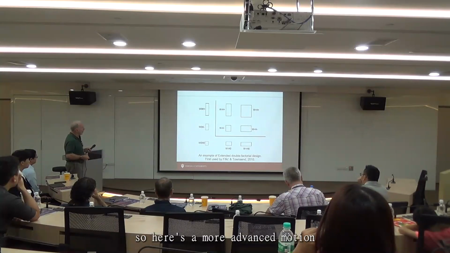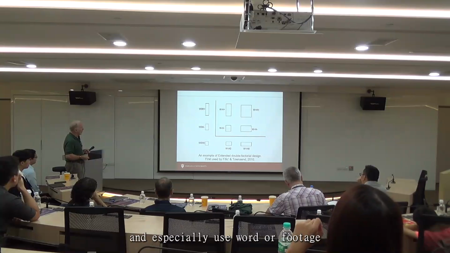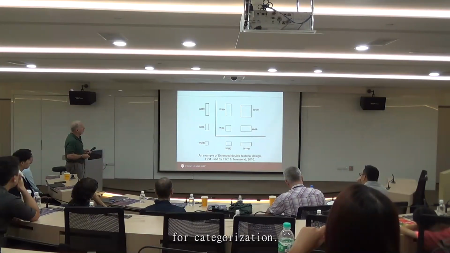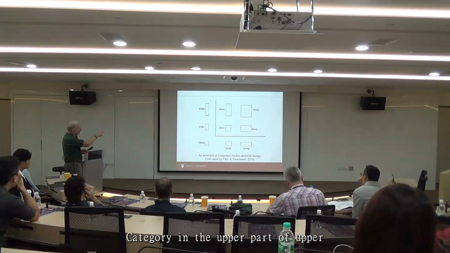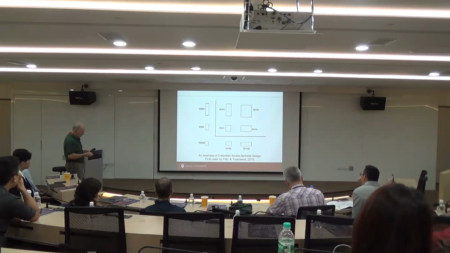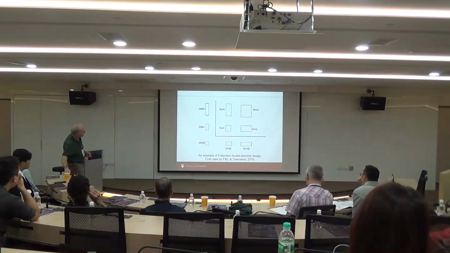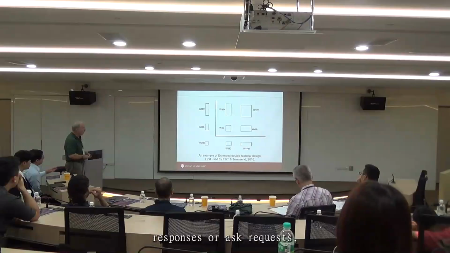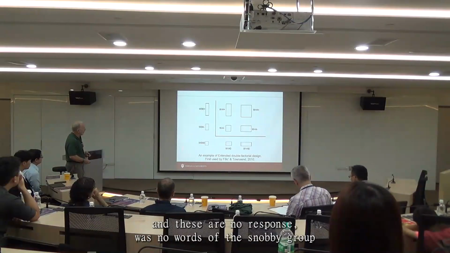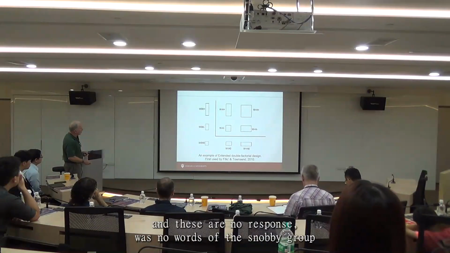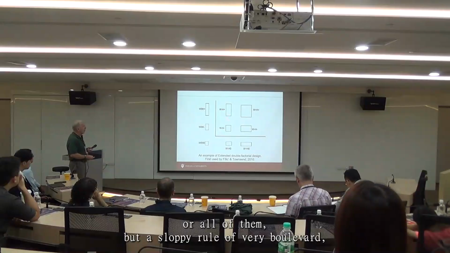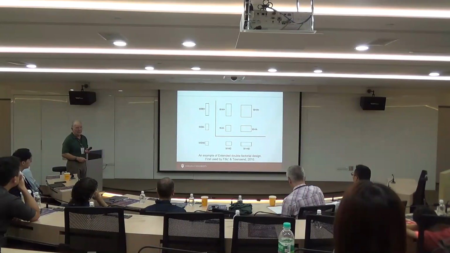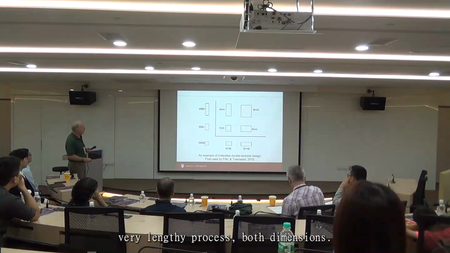So here's a more advanced notion, and especially used by Mario Fifić for categorization kinds of things. Here's the category in the upper quadrant; there are yes responses, and these are no responses. I'll go into the stopping rule for all of them, but the stopping rule up here is an AND. You have to process both dimensions.